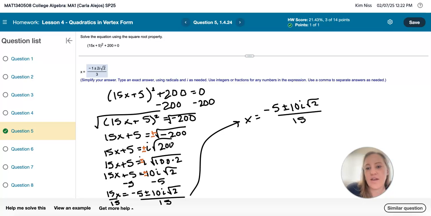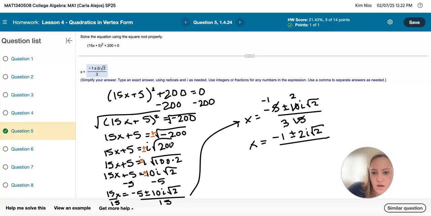Well, you can see that the negative 5, the 10, and the 15 are all divisible by 5, so you can simplify this down even further. Negative 5 over 15 could be reduced down to negative 1. The 10 over 15 would be reduced down to 2. And the 15 divided by 5 would be reduced down to 3. So that further simplifies our solution and gives us our final answer. So now we have x equals negative 1 plus or minus 2i root 2, all over 3. And that is our final solution to this problem.